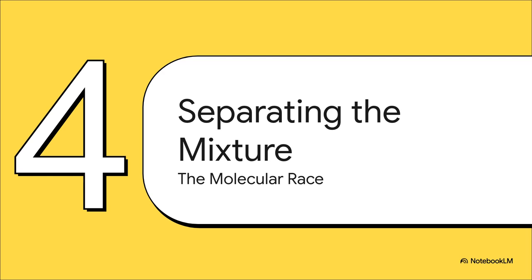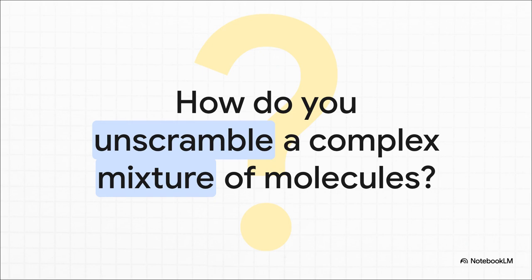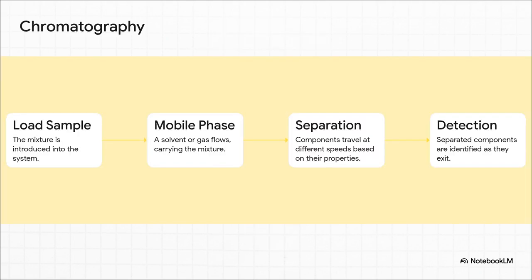So now we can count molecules. That's great. But in the real world, things are messy. Most samples are these complex mixtures. So how do we sort through all that and isolate the one thing we actually want to study? To unscramble that big molecular soup, you basically make all the different components run a race against each other. This race is called chromatography.